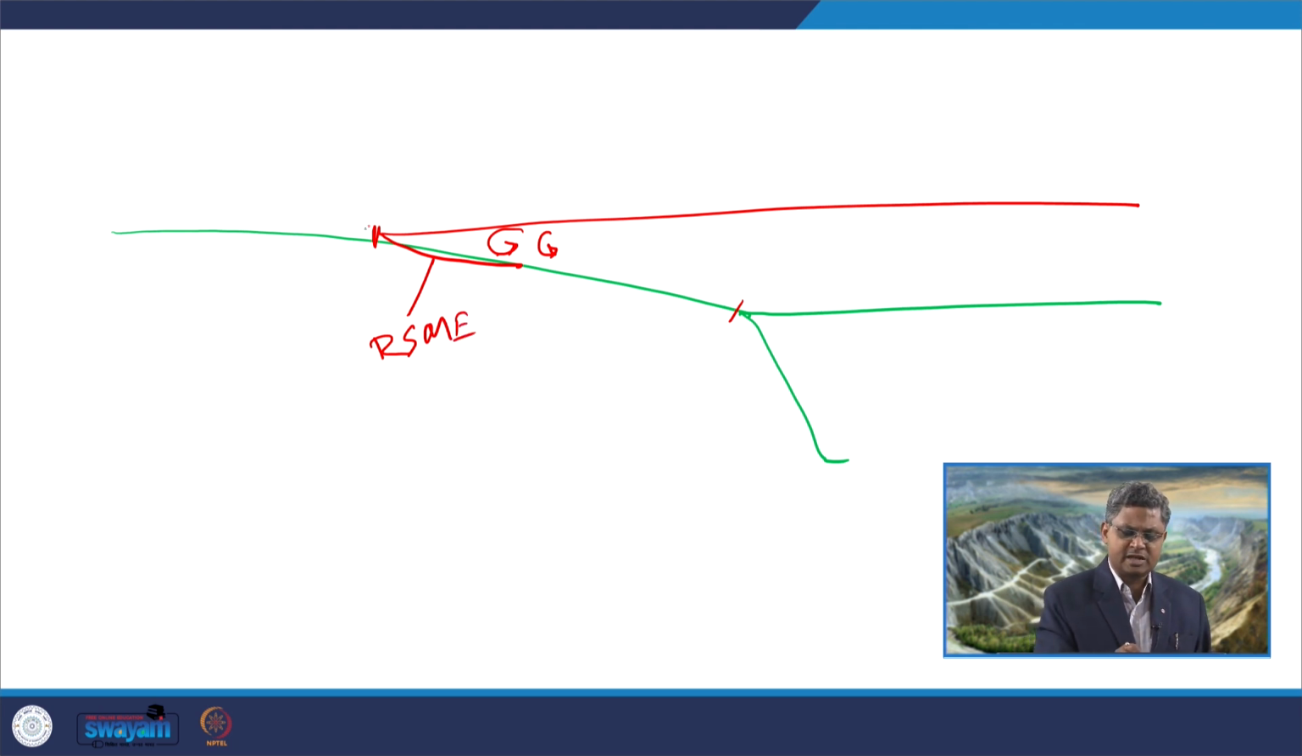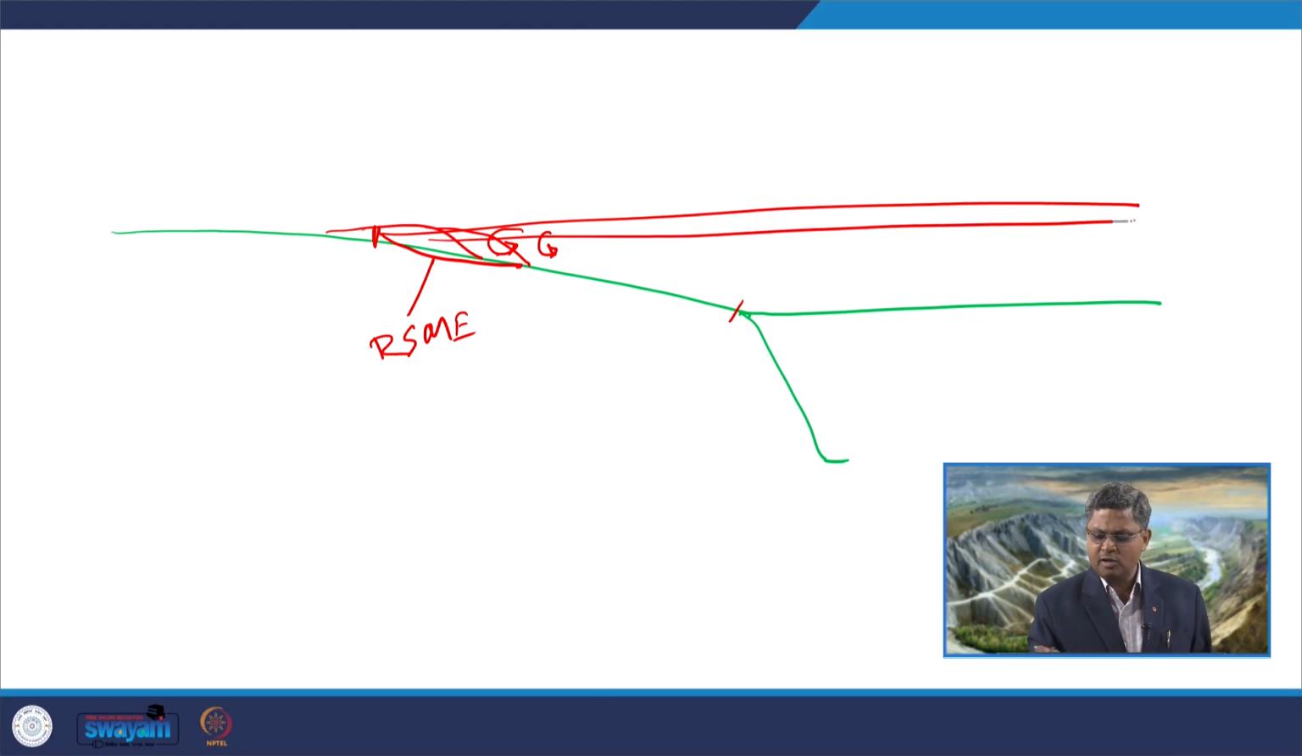And on this RSME surface, what we get? The deposition of the delta sediments. Now, for the next phase of fall, say for example up to this, we will get another RSME surface formed like this, and on this surface we will get the delta deposit.